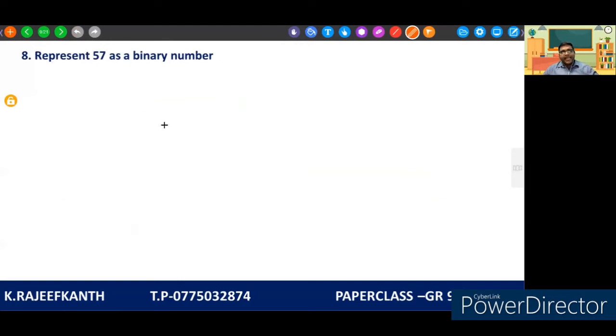Then question number 8. Represent 57 as a binary number. We all know a binary number has to be written with the base of 2. So we have to represent this 57 with the base 2. That is called a binary number, right? Normally we write with the base of 10. That is why we say that is the decimal number system. Here this is a binary number with the base 2.